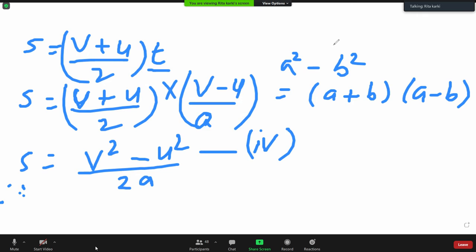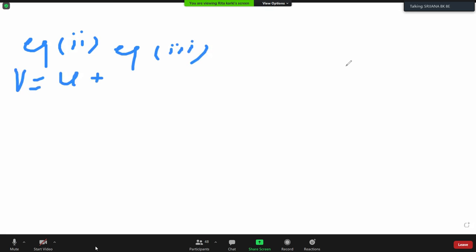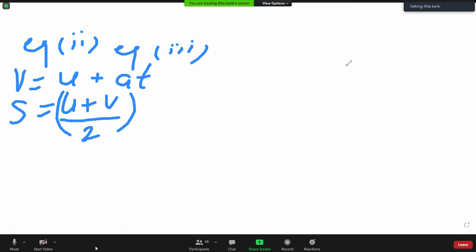Now again, take equation 2 and equation 3 into consideration. So what is equation 2? Can you tell me again? v equals to u plus at. So what is equation 3? s equals to u plus v upon 2 into t. Yes, this is equation 3.